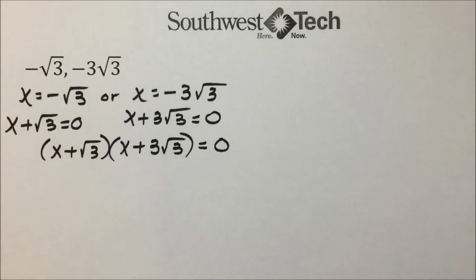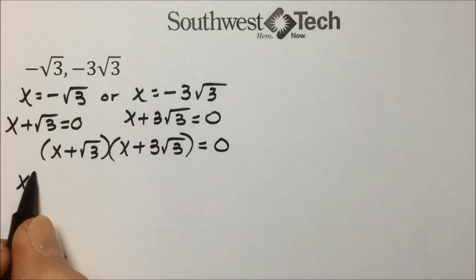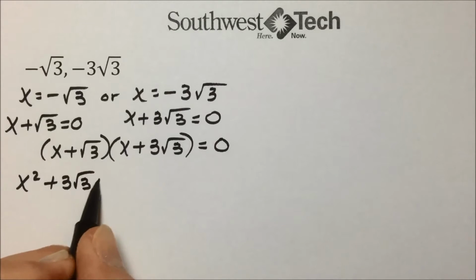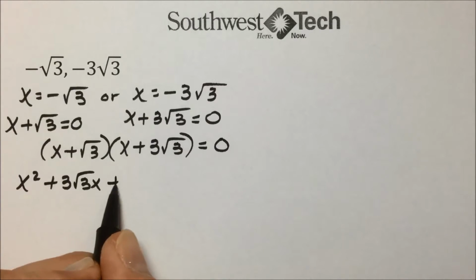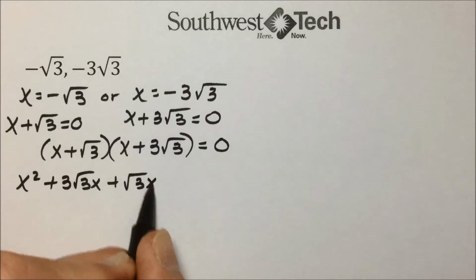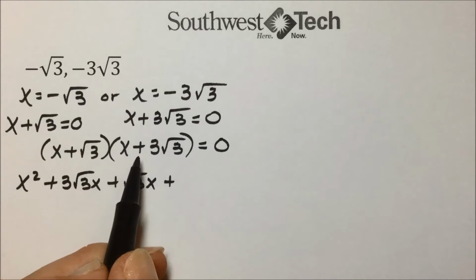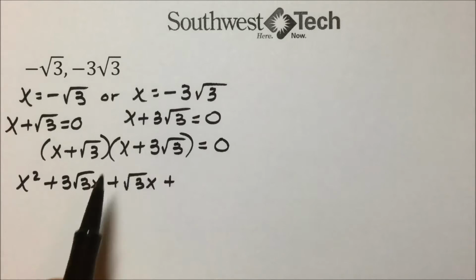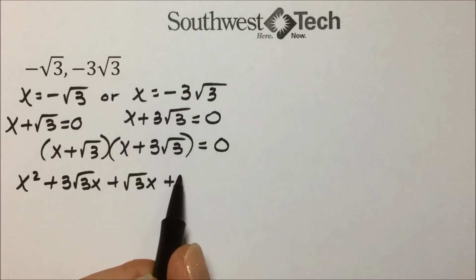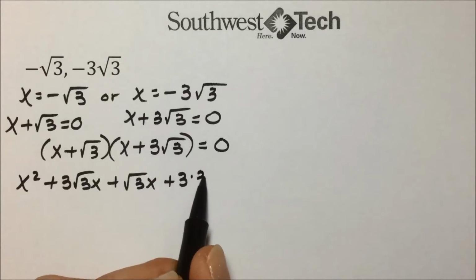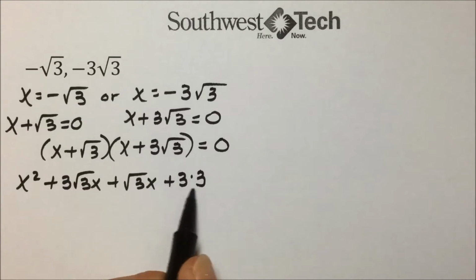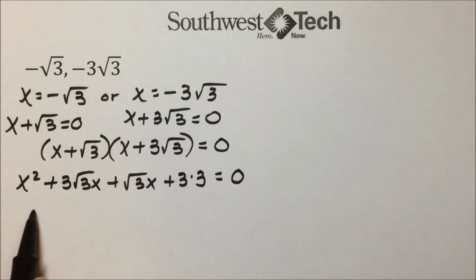Multiplying those binomials together, first terms we'll get an x squared. Outside will give us a 3 square root of 3x. Inside terms multiplied together, square root of 3 times x. And last terms multiplied together, we'll have a 3 times the square root of 3 times the square root of 3, which will give us a 3. Whenever you have a radical times a radical, it gives us that value, and ultimately a 9 when we simplify.